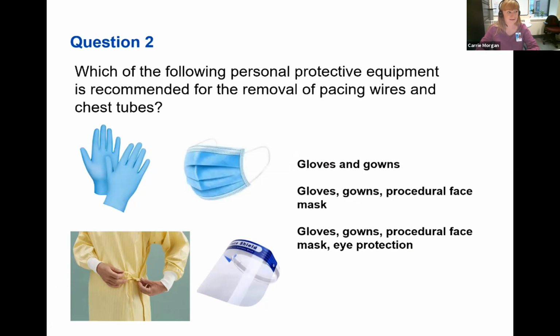Okay, next question. Which of the following personal protective equipment is recommended for the removal of pacing wires and chest tubes? First option, gloves and gowns. Second, gloves, gowns, procedural face mask. Third, gloves, gowns, procedural face mask, and eye protection.